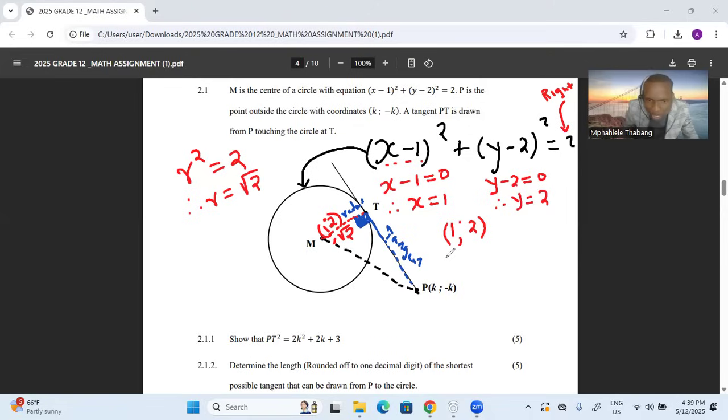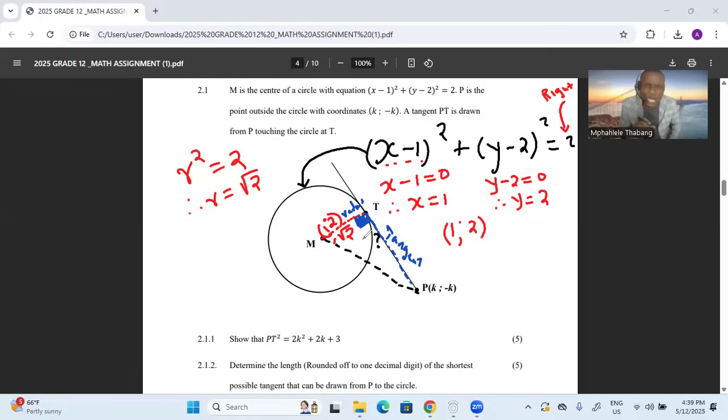Now let's go to the question straight away, 2.1.1. They are saying show that PT squared is equal to 2K squared plus 2K plus 3. They want me to find PT. I think they love this problem. I still remember when I was dealing with analytical geometry last year on some previous question papers. They love this kind of problem.